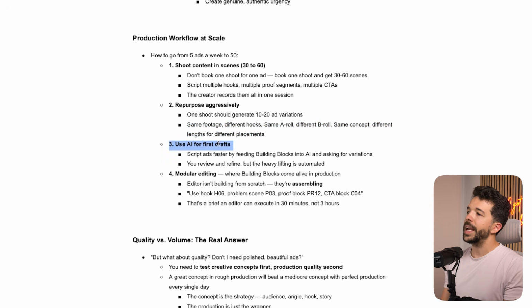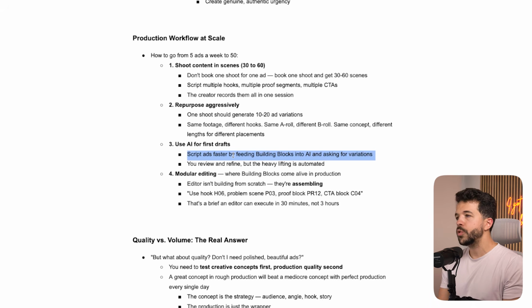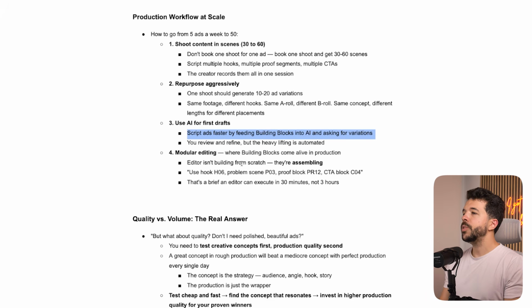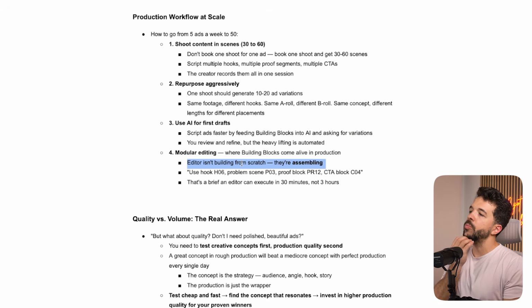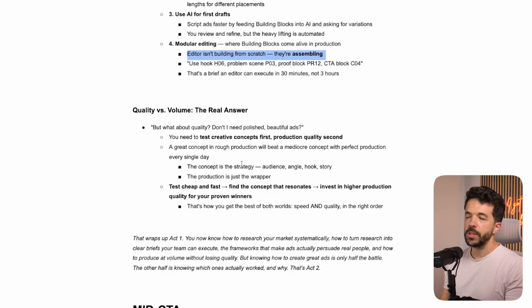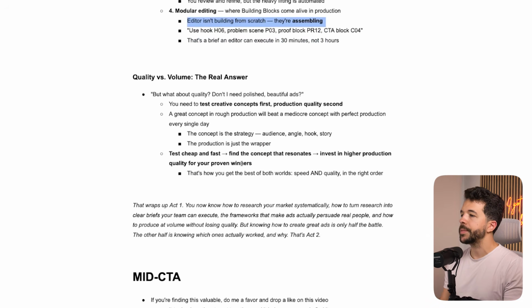Then you want to use AI for the first drafts. If you don't have certain scenes, you can use AI generated content to test out things before you shoot. And then you want to focus on modular editing. As I said before, you're not creating winning ads from scratch, you're assembling them. So this is where you get once you have enough volume and you understand what works for your specific brand.